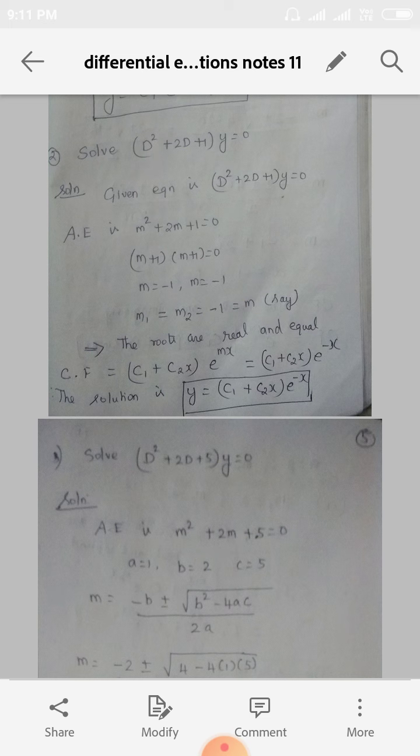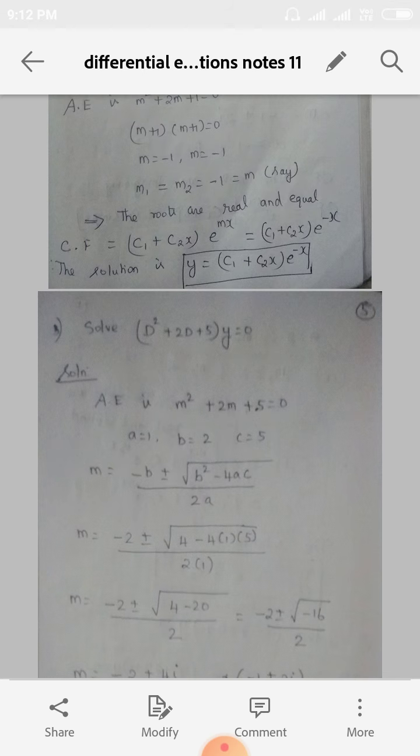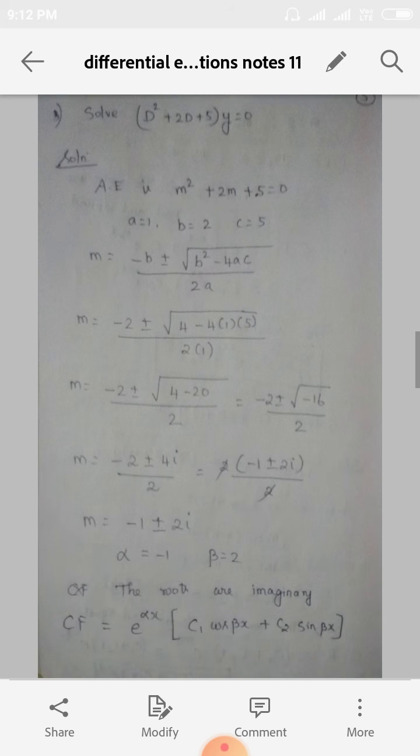In this case, both the roots m1 is equal to m2 is equal to minus 1. Both are equal, so you have to take m1 and m2 as m. This is case 2, that is the roots are real and equal. So the complementary function is c1 plus c2x into e power mx, that is nothing but c1 plus c2x into e power minus x. Therefore the solution y is equal to c1 plus c2x into e power minus x. Right. See the next sum.